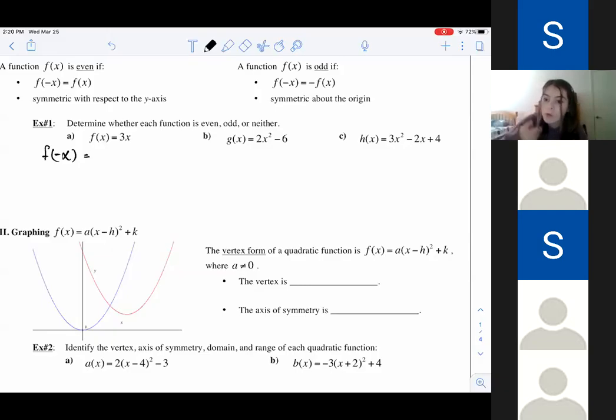Negative x. So 3 times x is going to be replaced by negative x. So 3 times negative x is negative 3x. Odd. Is that f of x or negative f of x? Negative f of x. Correct. So you can say the function is odd.